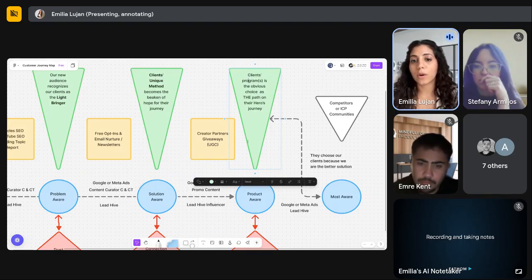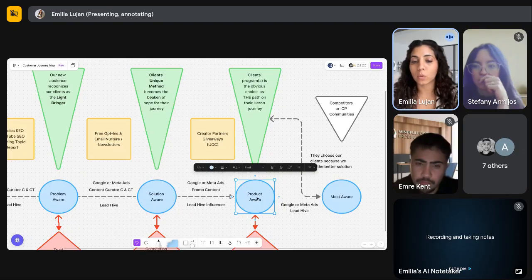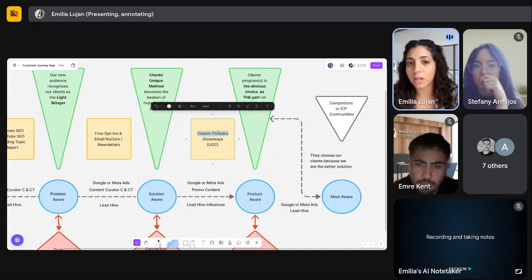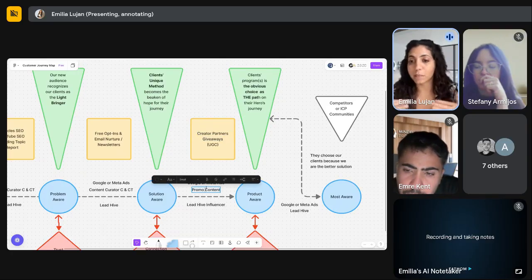So the client's program at this stage, when the person becomes product aware, needs to then become the obvious choice as the path for the person on the hero's journey. At this stage, I'm saying, I am so impaired at work. Now I understand prism glasses can help me. And now that I've seen everything that Sacred Site does through user-generated content, creator partnerships, giveaways, some other paid advertisements with testimonials, for example. Now we're doing more promotional content.